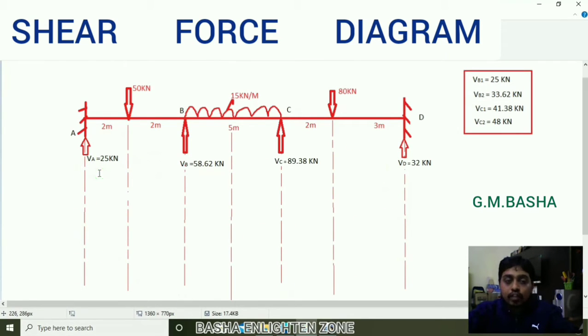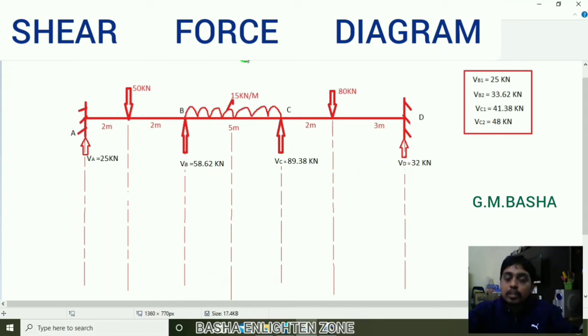VA equal to 25 kilonewton, VB1 equal to 25 kilonewton, VB2 equal to 33.62 kilonewton, and directly mentioning here VB, the total vertical reaction will be equal to 58.62. Similarly VC equal to 89.38, then VD equal to 32 kilonewton. So friends, you always remember, ABCD is a continuous beam, and all these are the reference lines.